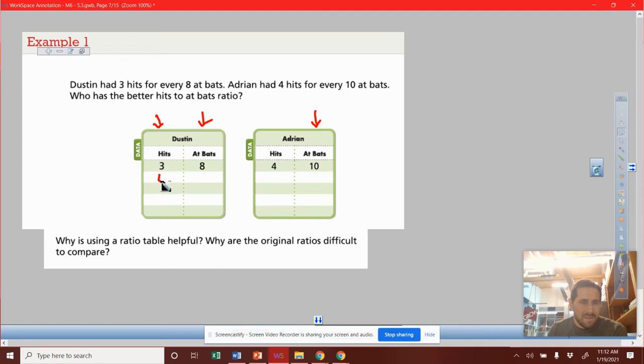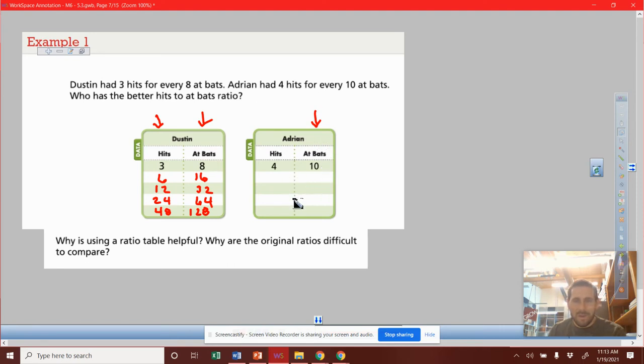So double 3 and you get 6, double 8 and you get 16. Okay, can I keep this pattern going? If I double 6, I'd be at 12, and if I double 16, I'd be at 32. Double this, 24, double that, 64. So I can keep going, right? 48, 128. But none of these numbers, these hits, match these hits. None of these at-bats match this at-bat.